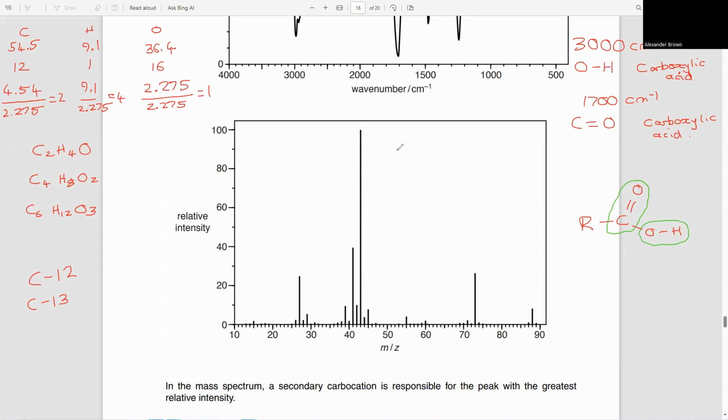So let's label those. We've got this one here, which we'll call peak 1. This one here, which we'll call peak 2. This one here, peak 3. This one here, peak 4. And this one here, peak 5. Now, we're told down here that in this mass spectrum, a secondary carbocation is responsible for the peak with the greatest relative intensity. So that is this one, 3. So we know that this must be a secondary carbocation.